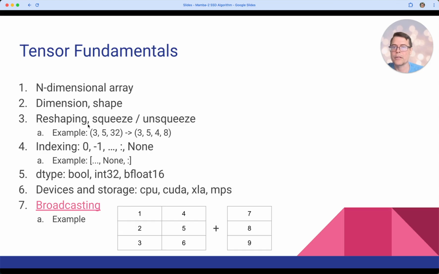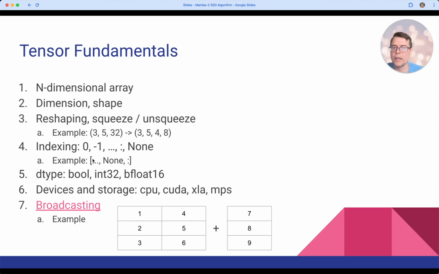And you can do things like reshape a tensor. So you might start out with a tensor that's 3x5x32, and then you could split this into 2 dimensions, a dimension of length 4 and a dimension of length 8. And so you haven't really changed the numbers in there, but you've changed the interpretation or how you index it. There's also squeeze and unsqueeze operations. Squeeze basically gets rid of any dimensions that have a length of 1. Unsqueeze allows you to insert a dimension of length 1 into a tensor. So you'll see that in the code later.